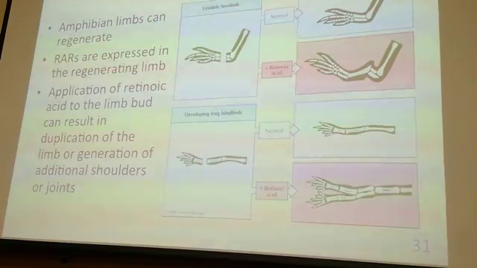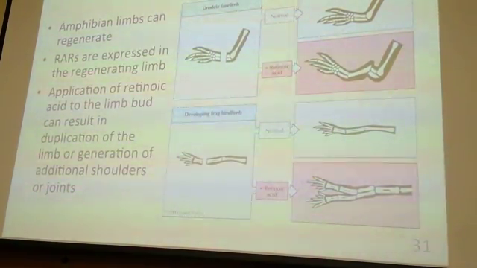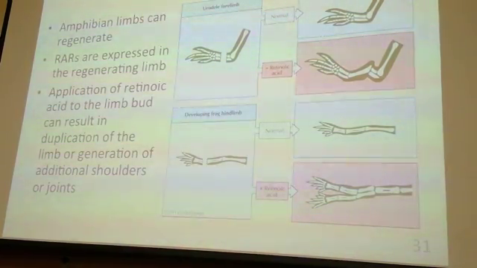So the limb bud expresses RARs, the retinoic acid receptors, and these seem to be important for the regeneration of the limb. And you can actually apply retinoic acid to the limb bud in different places and result in really weird things. If you apply retinoic acid aberrantly, you can get double limbs or extra shoulders in the limb.